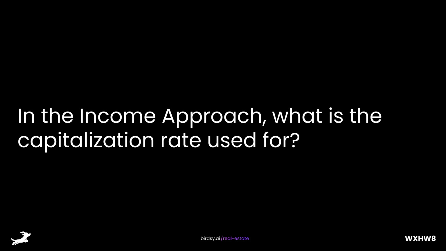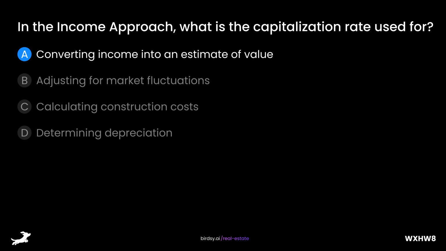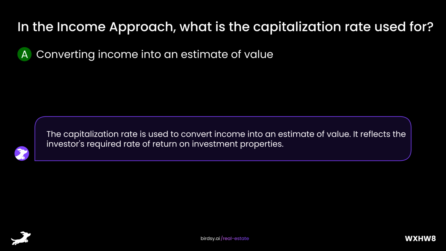In the income approach, what is the capitalization rate used for? Is it A, converting income into an estimate of value, B, adjusting for market fluctuations, C, calculating construction costs, or D, determining depreciation? The answer is A, converting income into an estimate of value. The capitalization rate is used to convert income into an estimate of value. It reflects the investor's required rate of return on investment properties.